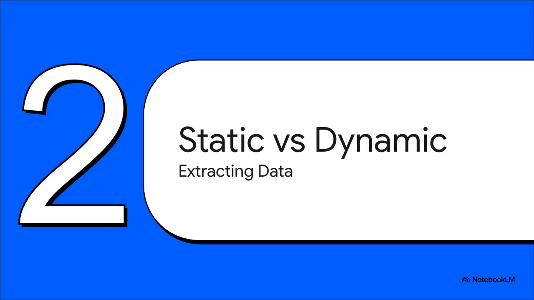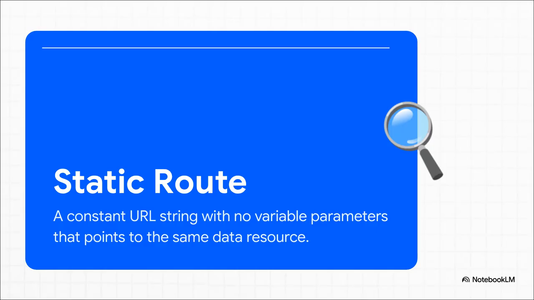Section 2. Static versus dynamic routes, extracting data from URLs. Now that we know how a server finds a fixed address, let's talk about static routes. A static route is exactly what it sounds like, a constant URL string without any variable parameters. Take /api/books, for example. Whether you're sending a GET request to fetch a list of books or a POST request to add a brand new book to the library, this string stays exactly the same. It never changes. It's constant, and it always points to the exact same type of data resource.